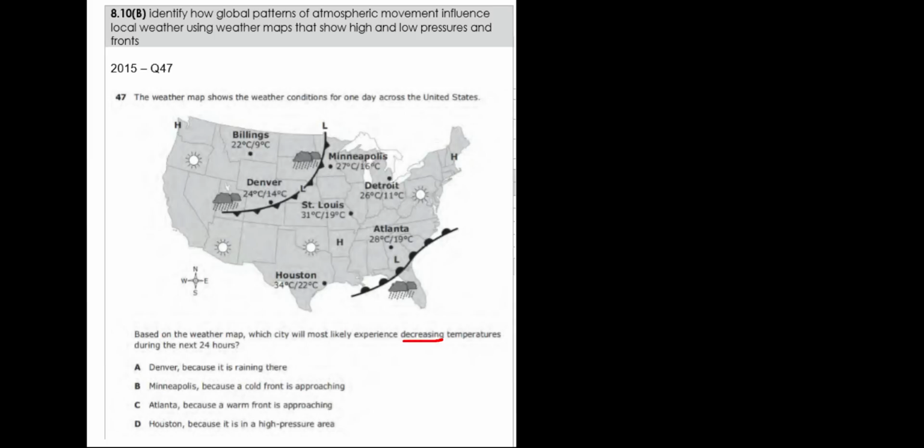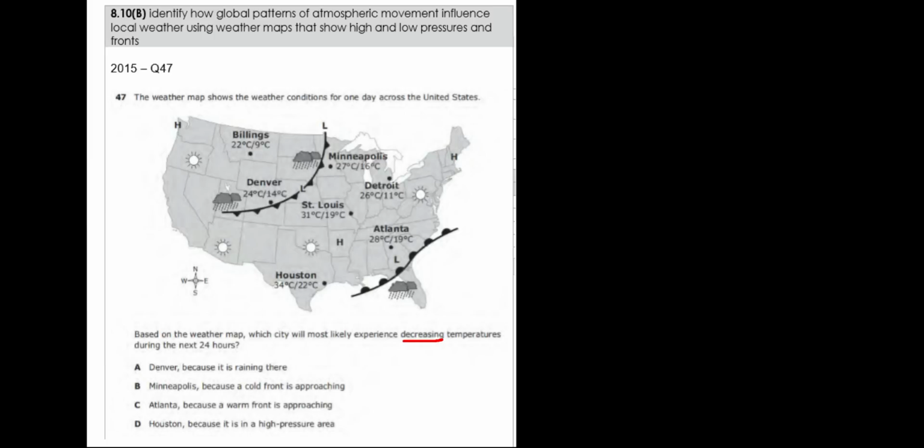So now that we've talked about cold front, warm front, you should be asking yourself, what type of temperatures will these types of fronts bring with them? A warm front will bring a warm temperature with it, meaning that the temperature is going to increase. A cold front is going to bring cooler temperatures with it, meaning that the temperatures present will be decreasing.